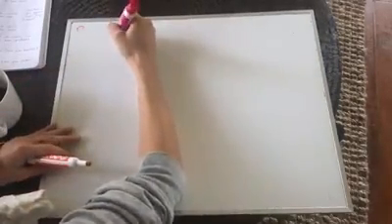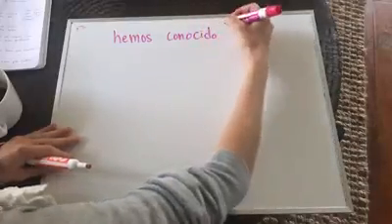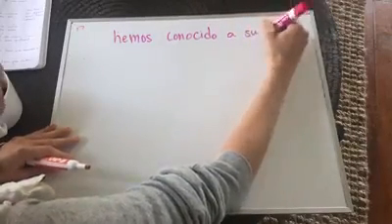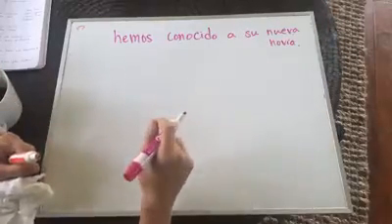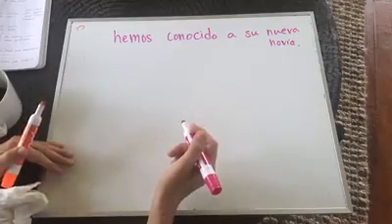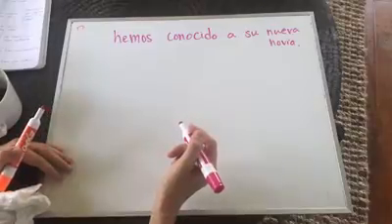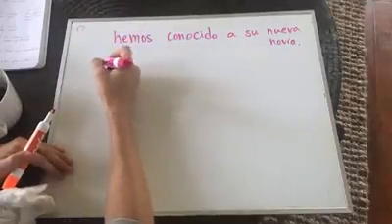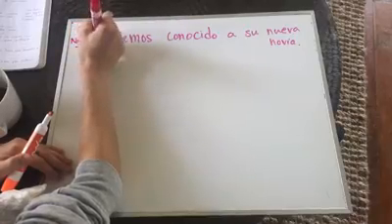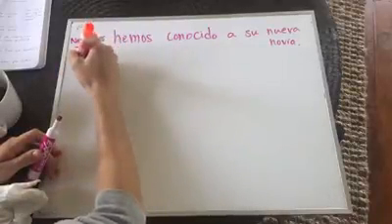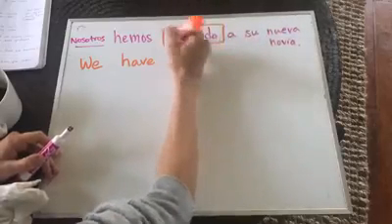We would say hemos conocido a su nueva novia, por ejemplo. We're talking about my little brother, mi hermano menor. Hemos conocido a su nueva novia. Hemos. Recuerdas, remember we always need a subject, un sujeto, which is nosotros. So we will say, we, hemos, have. Conocido is the past participle.